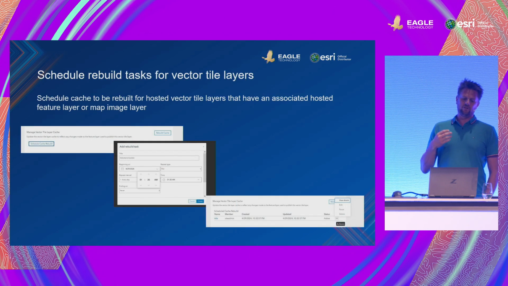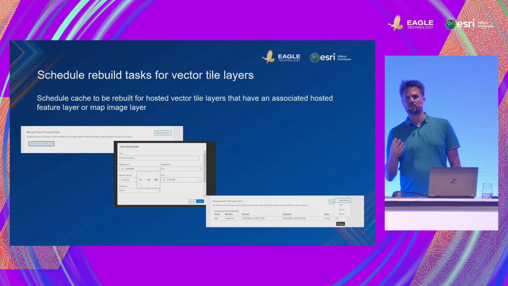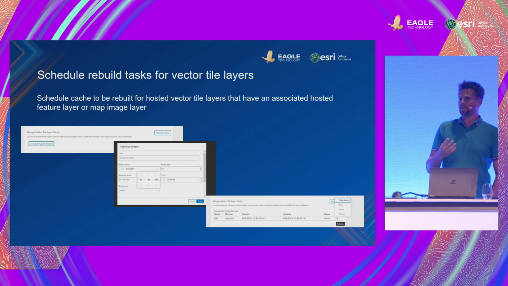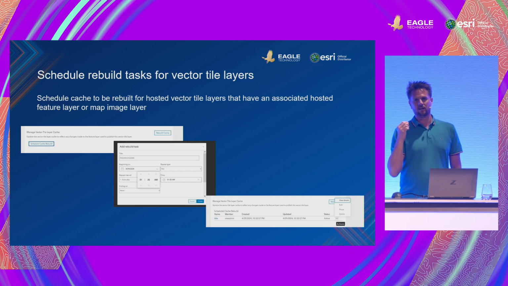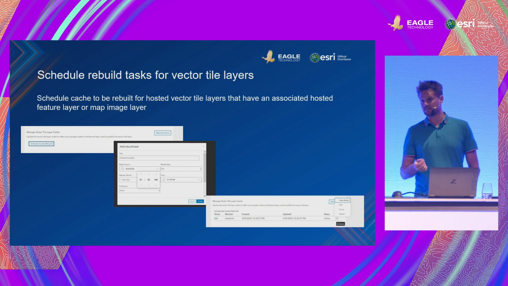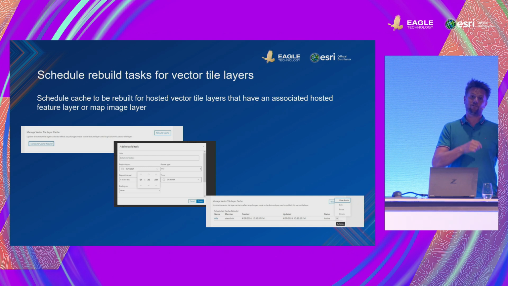Another one is if you use your vector tile layers to visualize maybe your feature layers that are really complex, and you just want to have a faster performing vector layer, you can now automatically update the vector tile layers that are based off of a feature layer.